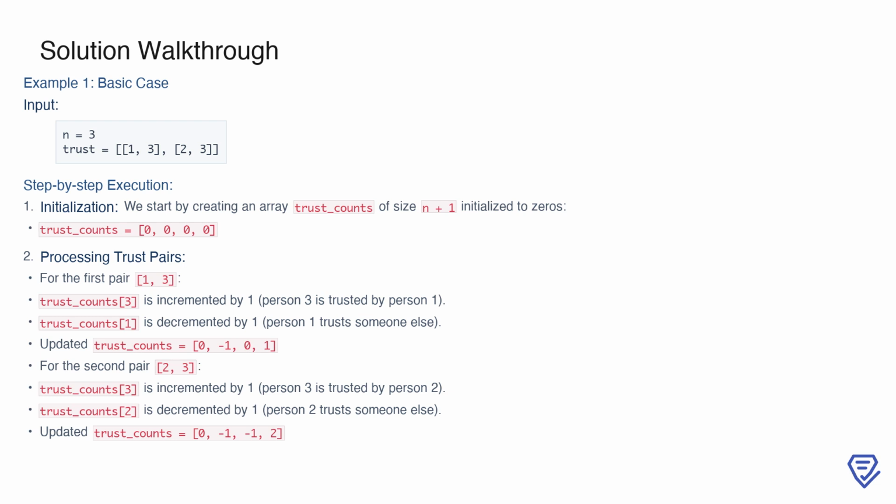Next, we process the trust pairs. For the pair 1, 3, person 1 trusts person 3, so we increment trust_counts[3] by 1 and decrement trust_counts[1] by 1. This gives us an updated array of 0, -1, 0, 1. For the second pair 2, 3, person 2 trusts person 3, so we update the array again, incrementing trust_counts[3] by 1 and decrementing trust_counts[2] by 1. The final trust_counts array after processing all pairs is 0, -1, -1, 2.